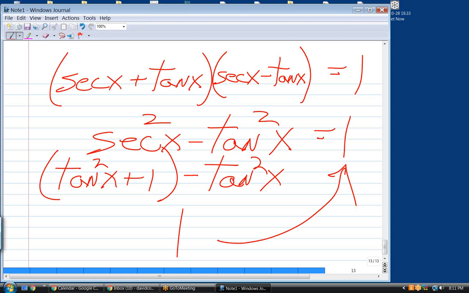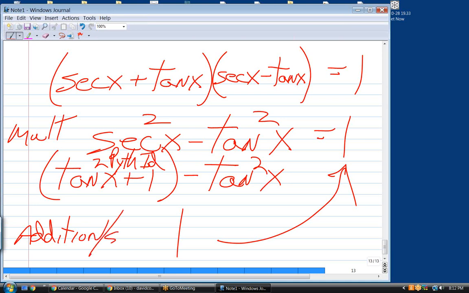And then I don't have to go through the other steps you were showing? No, I don't think so. In other words, this is multiplication. This is the Pythagorean identity, substituting tan squared x plus 1 for secant squared x. And then once you've done that, this is just addition and subtraction. Okay. Terms cancel, and you're left with just 1.